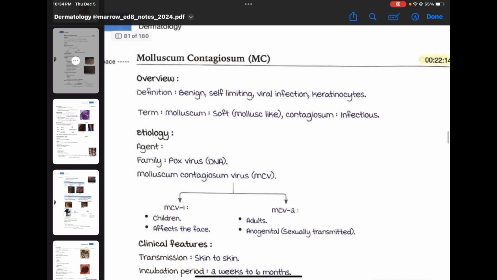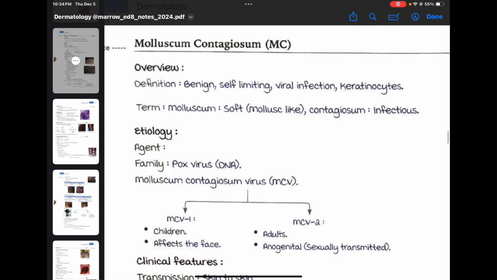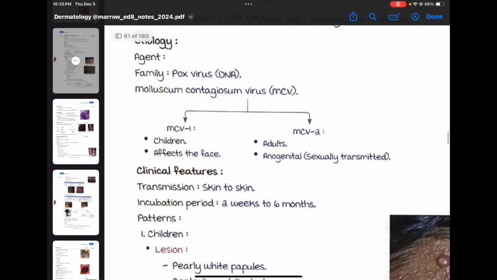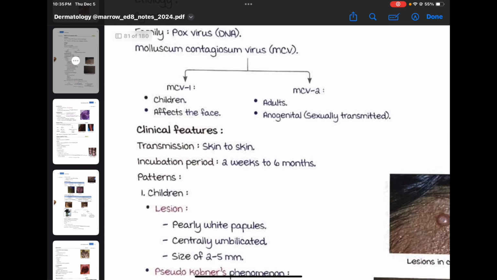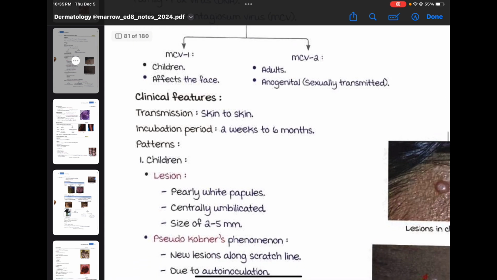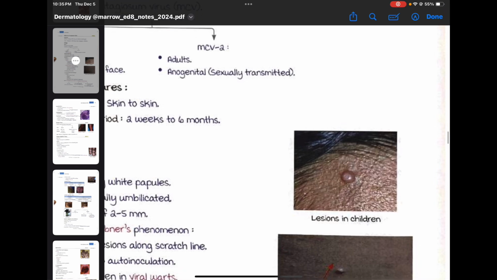Molluscum contagiosum, have seen some of this in the OPD. Definition: benign, self-limiting viral infection of keratinocytes. Term: molluscum, soft mollusk-like; contagiosum, infectious. Etiology: pox virus, DNA virus. Molluscum contagiosum virus, MCV 1 and 2. MCV 1 in children, affects the face. MCV 2 in adults, anogenital, sexually transmitted. The one I actually saw was on the trunk.